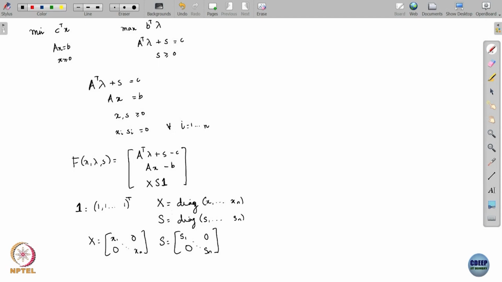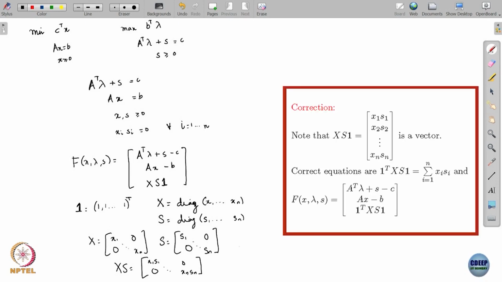So, X times S is going to be another diagonal matrix, where you have x1 S1 dot dot dot till xn Sn and zeros elsewhere, and that times the vector 1, XS1, is simply going to give us the summation of xi Si, i going from 1 till n.